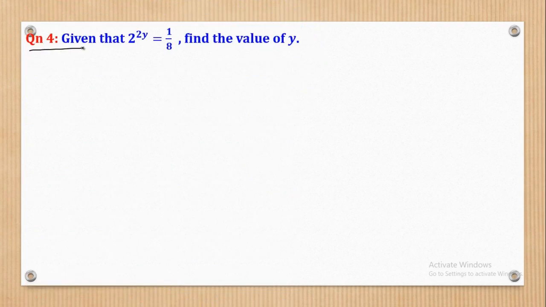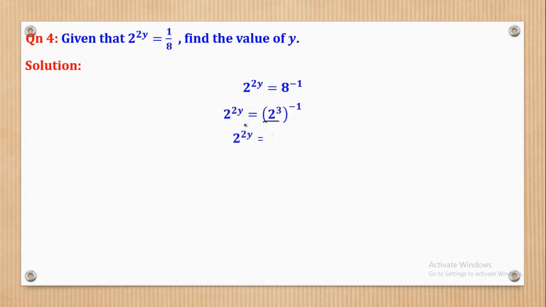Then question 4 says, given that this is equal to that, find the value of y. So first of all, this 1 over 8 is the same as 8 to the power negative 1, and 8 is the same as 2 to the power 3. Therefore, we shall come up with 2 to the power negative 3 as 1 over 8. Now, same base, you have to equate also the powers. That is why you see here 2y is equal to negative 3. Then making y the subject, y will be equal to negative 3 over 2.